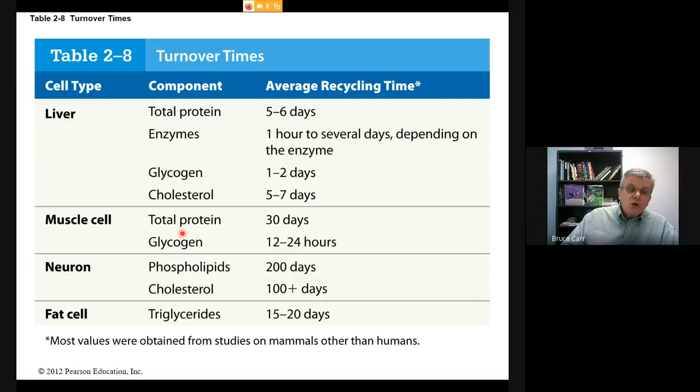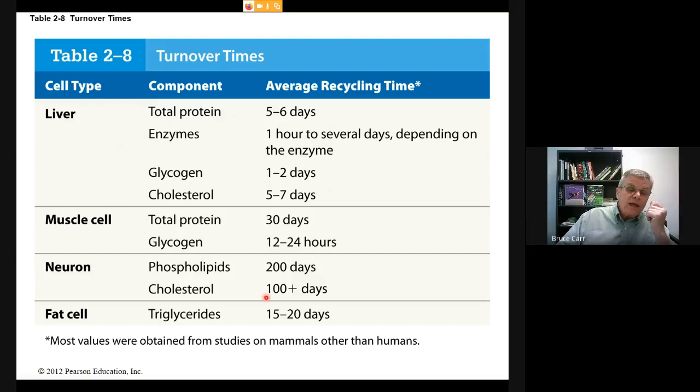Muscle cells, the total protein in your muscle. You know, if you don't exercise in a dramatic way, it looks from the outside like your muscle mass is pretty consistent, pretty constant. But look at this, the turnover rate of the total protein content, and this is important because actin and myosin, the main contractile fibers, are both proteins. It is turned over every month, every 30 days. All of those actin and myosin molecules are replaced with new ones. And the glycogen, the stored energy in your muscle, every day.